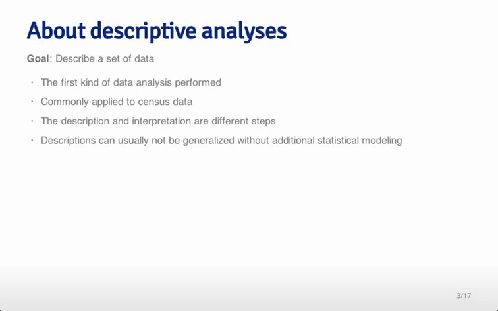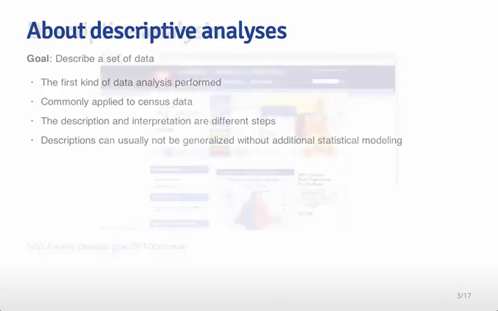The first is a descriptive analysis. The goal here is just to describe a set of data. You're not trying to make any sort of decisions based on it. It's the first kind of data analysis that was ever performed, and it's most commonly applied when you're talking about census data. The description and interpretation of this data are different steps. You have to describe the data and then interpret what you've seen. Descriptions can usually not be generalized without additional statistical modeling. In other words, you're describing what you see in this data, but you're not saying what that might mean for the next person that might come along.